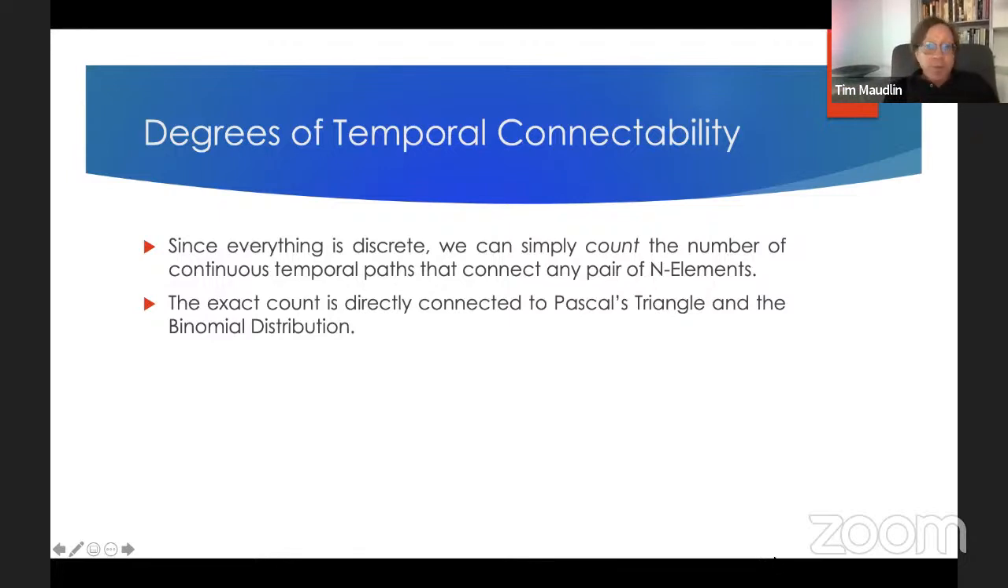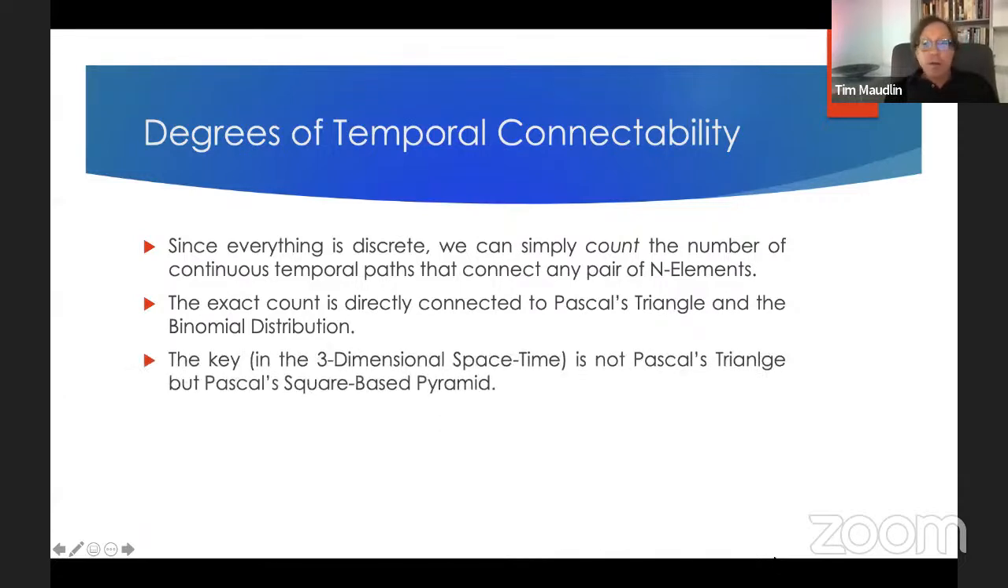That count is directly connected mathematically to Pascal's triangle and the binomial distribution in ways that are probably familiar if you think about it. But the key here is that you don't actually use Pascal's triangle, but you use this thing, Pascal's square-based pyramid, which is something I only learned about in the last couple months, but it's very simple. It's like Pascal's triangle, except taken up to 3 dimensions.